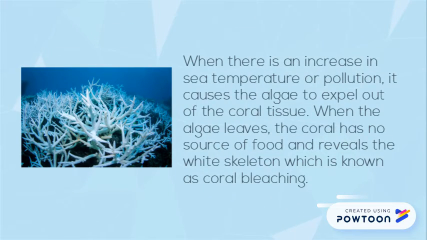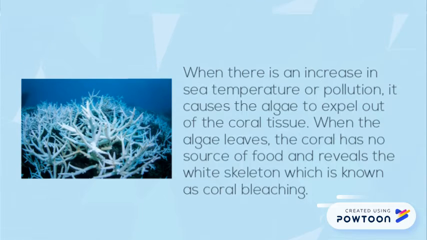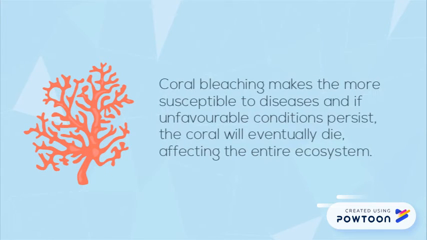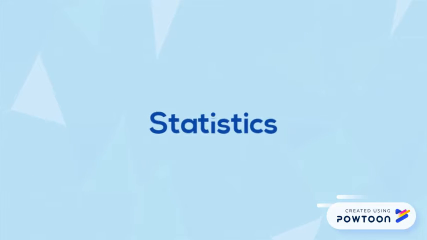When there is an increase in sea temperature or pollution, it causes the algae to be expelled from the coral tissue. When the algae leaves, the coral has no source of food and reveals the white skeleton, which is known as coral bleaching. The process of bleaching makes the coral more prone to diseases, and if unfavorable conditions continue, the coral will eventually die, affecting the entire ecosystem.